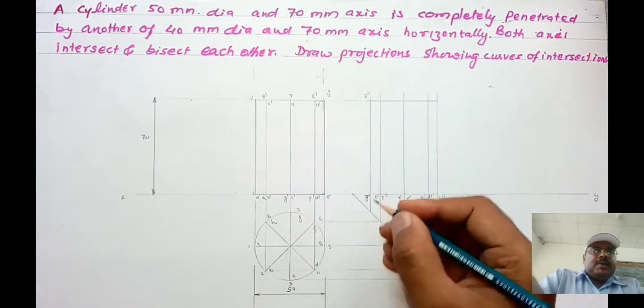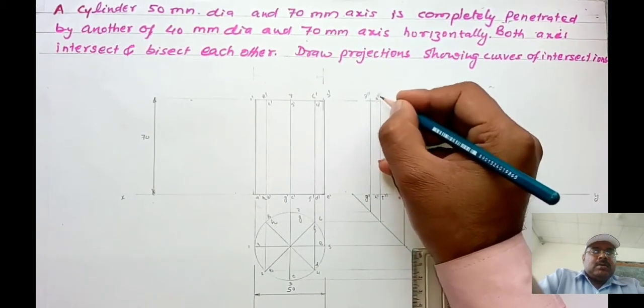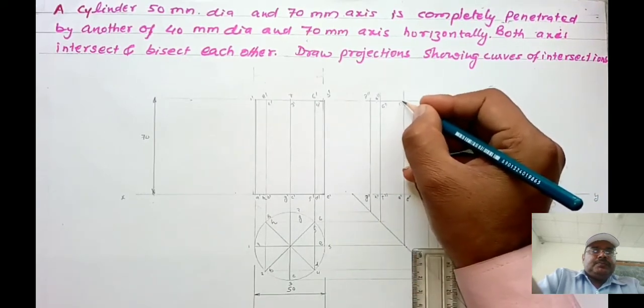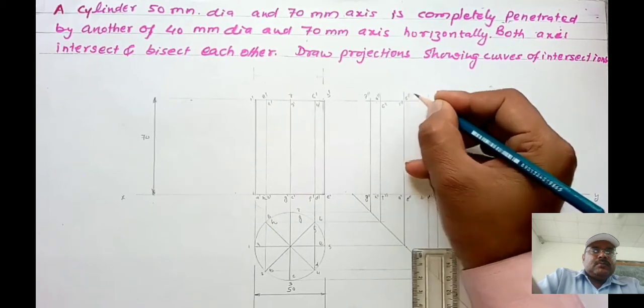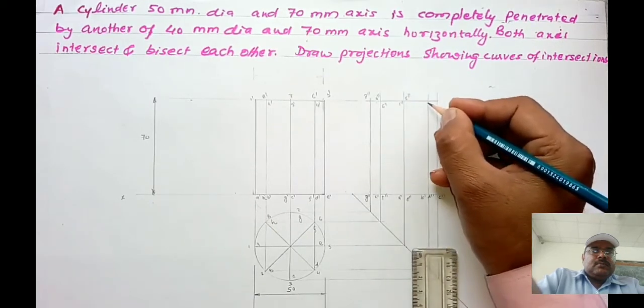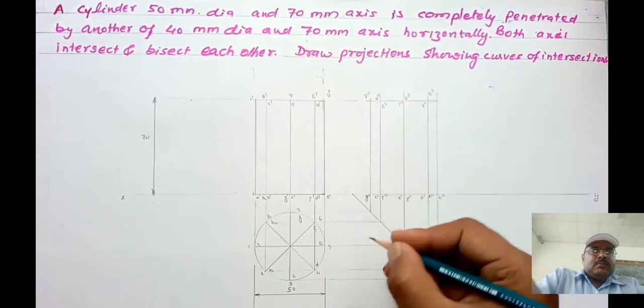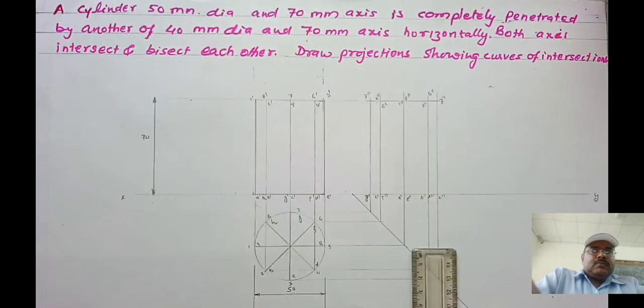Also at the top side, give the numbering as in the bottom side. Okay, this is the side view of the cylinder, vertical cylinder.